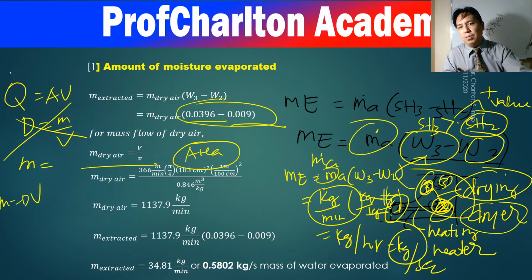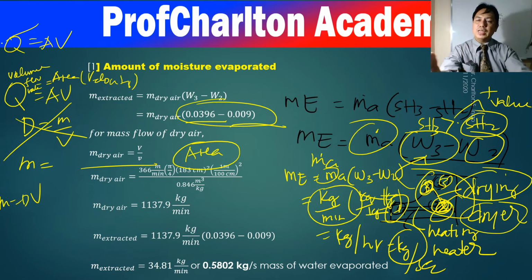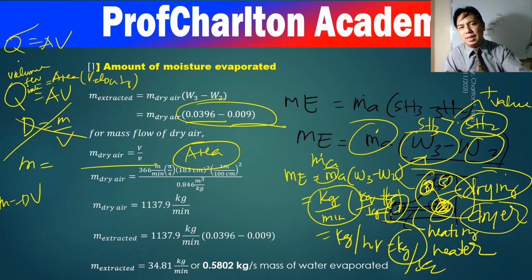What is Q? Volume flow rate. What is A? Area. What is V? Velocity. Yeah, this is the formula, Q equals AV. This is not the heat, so don't be confused with the notations in fluid mechanics. They should not be mixed up with the notation in thermodynamics or heat transfer. Q in heat transfer is heat, kilowatt or BTU per hour, kilojoule per second. Q in fluid mechanics is volume flow rate, meter cube per second, meter cube per hour, cubic foot per second, cubic foot per hour. Let us check the units now.